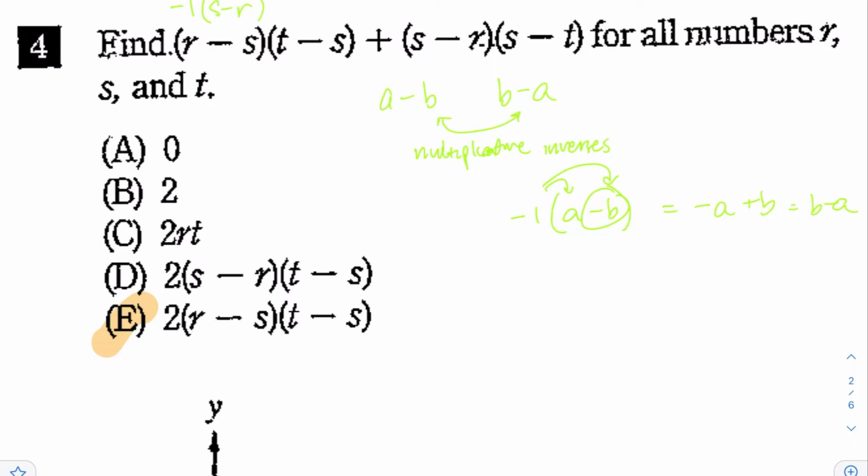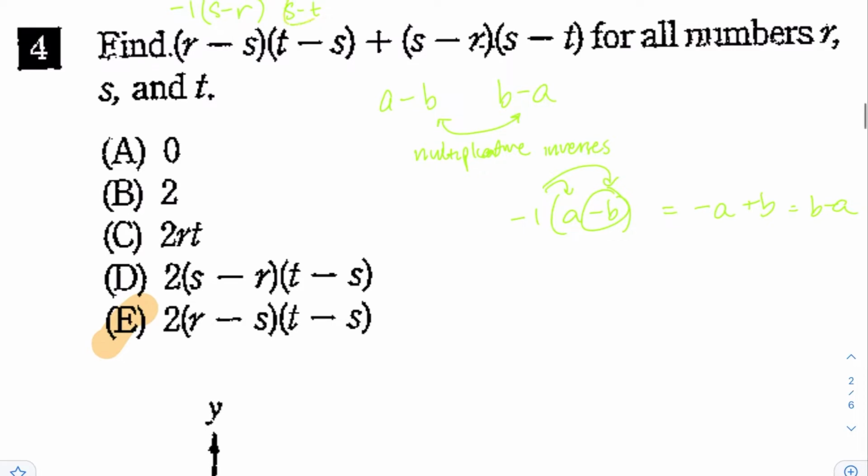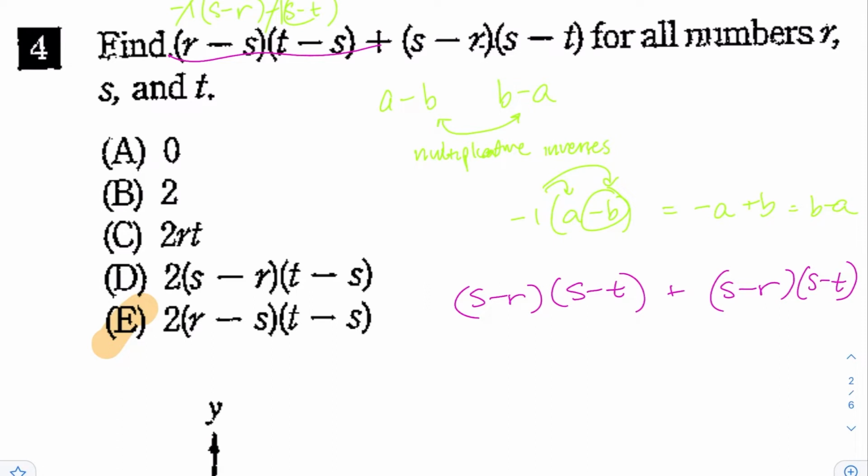So what you can do here is replace r minus s with -1 times (s minus r), and replace t minus s with (s minus t) times -1. So when you multiply here, the -1s will cancel out because -1 times -1 is +1. So you just turn this expression into (s minus r) times (s minus t) plus (s minus r) times (s minus t). So here when you add these two together, you just have 2 times (s minus r) times (s minus t).